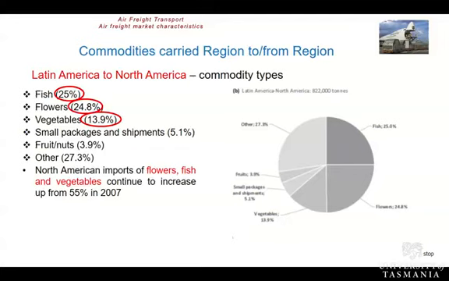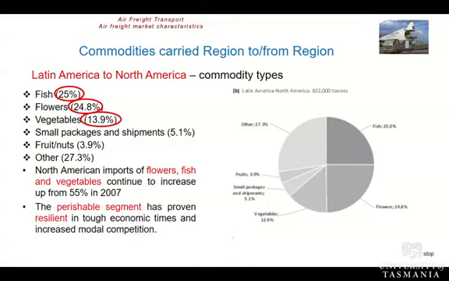So big change, a big difference, and obviously probably reflective of the fact that it's actually increased over time, so it's actually been resilient in tough economic times. And it probably reflects the fact that most of those goods are coming through to North America in the belly hold rather than freighters, as I said before.